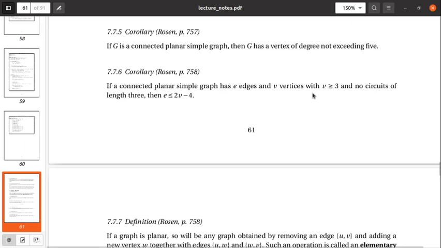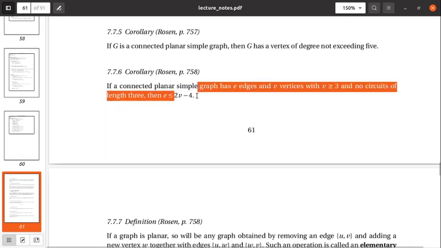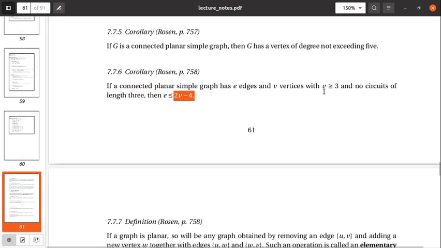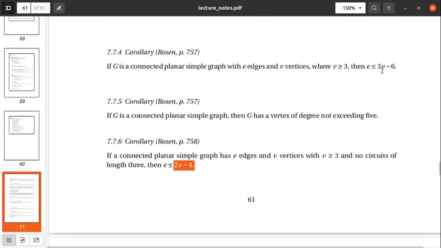Okay, so again, this says that if you have some number of vertices, at least 3 vertices, and you don't have any circuits of length 3, so that the vertices are not in these small clusters with one another, then you end up with this upper bound for the number of edges. And this is even smaller. As V gets large, this is even smaller than this initial upper bound.